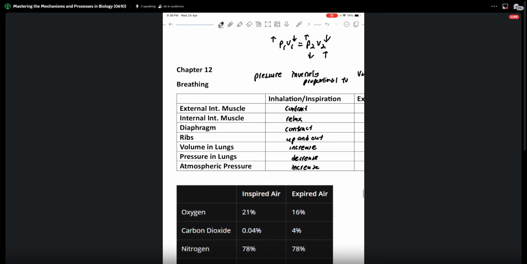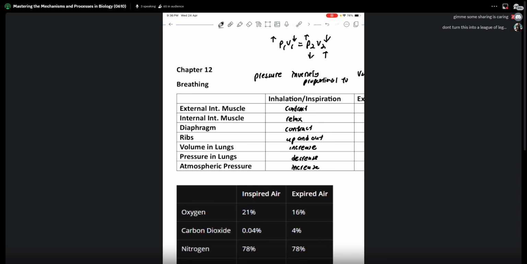So come back. Why does the volume in our lungs increase? Because the atmospheric pressure has a lot of gas particles. It means that it has a higher concentration gradient, and the pressure is very high. It will basically rush down into our lungs. That's why we must have lower pressure in our lungs, so that the outside pressure, which is very, very high, will rush inside our body. Therefore, inspiration occurs.